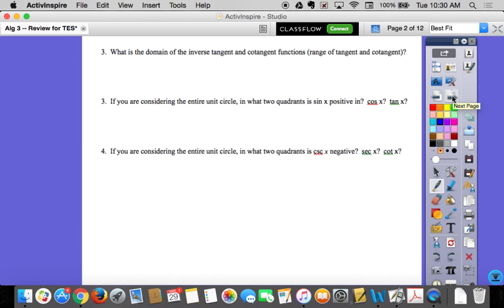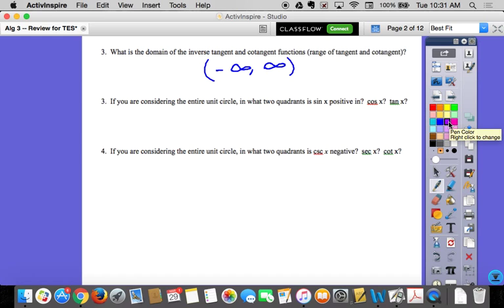Now, it says what's the domain for tangent and cotangent? This is all real numbers. Now, these questions tie in with the trig equations. If you're having trouble remembering why in the world we are having those questions, it goes back to the trig equations. Same thing for questions 3 and 4.